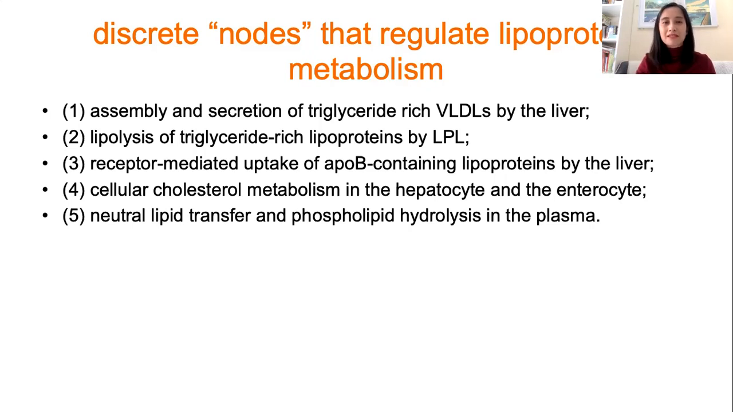The acute pancreatitis actually worsened his diabetes because, of course, you also destroy some of the beta cells. Going back, there are discrete nodes that regulate lipoprotein metabolism. If you review the video that I showed earlier, you will see the different steps, and these are the important steps you need to remember. First, the assembly and secretion of triglyceride-rich VLDLs by the liver; the lipolysis of triglyceride-rich lipoproteins by lipoprotein lipase; the receptor-mediated uptake of ApoB-containing lipoproteins by the liver; cellular cholesterol metabolism in the hepatocyte and the enterocyte; and lastly, the neutral lipid transfer and phospholipid hydrolysis within the plasma.